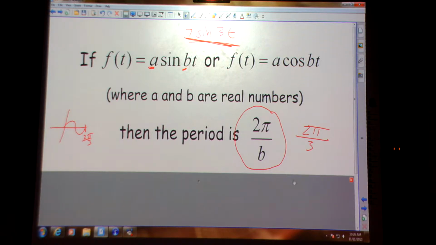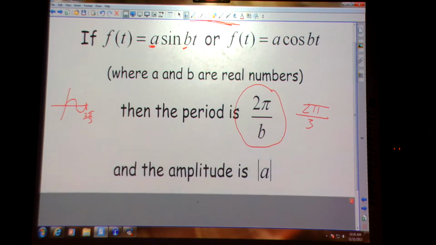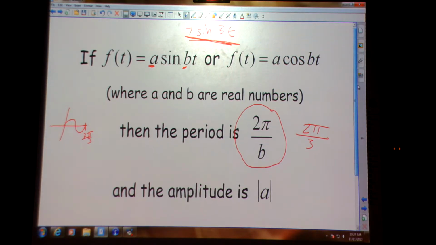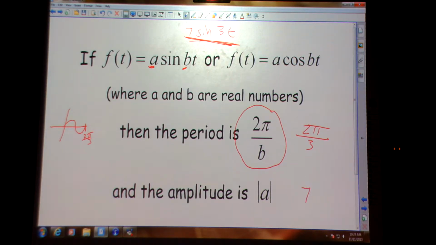So to find the amplitude, which is the stretch, I take the absolute value of a. The reason we want the absolute value is the amplitude is never negative. Remember, negative only reflects my graph. So an amplitude is how much stretch it has. The negative is not going to come into play. So in my example of that 7 sine 3t, my amplitude is just going to be 7, the absolute value of what's in front. But the amplitude is never negative.